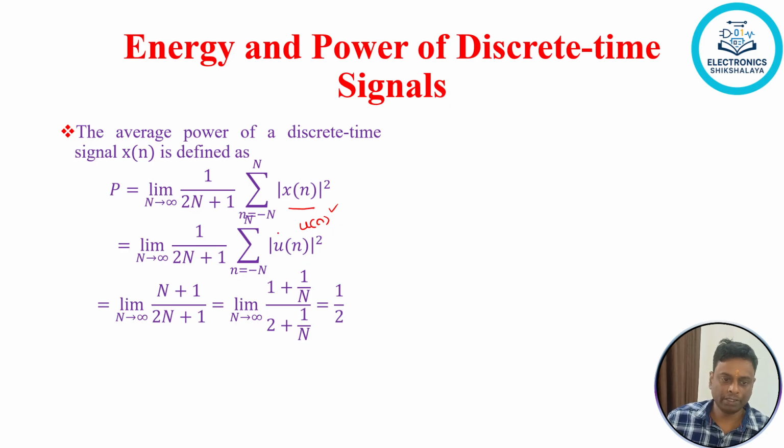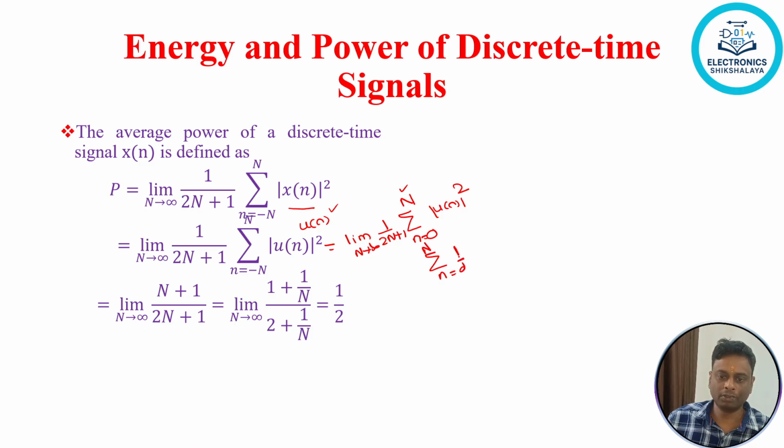So u square means it is the limit. In this case, it will be the limit as n tends to infinity of 1 upon 2n plus 1, times the summation of n from 0 to n. So 0 to n, then it will be square. So square, it will be 1. So this is the summation of n equal to 0 to n, this will be 1.